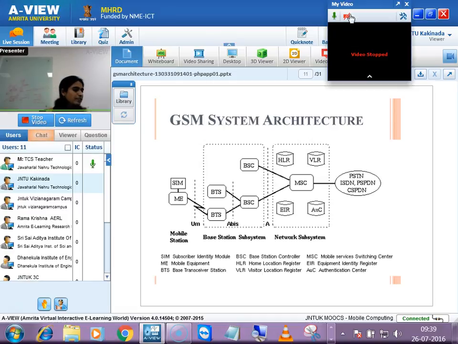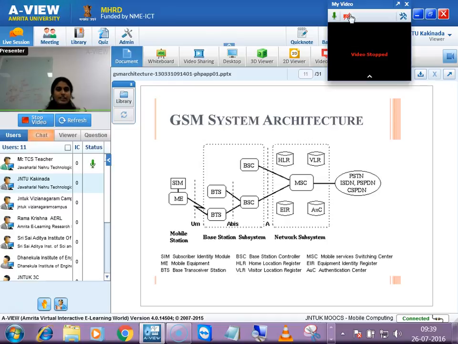Let me move to bearer services, as I told you. Bearer is nothing but some tunnel kind of thing. In bearer services, we'll be having transparent data transfer, and bearer services can again be classified into two types. One is transparent and one is non-transparent. And the other classification is synchronous data transfer and asynchronous data transfer.